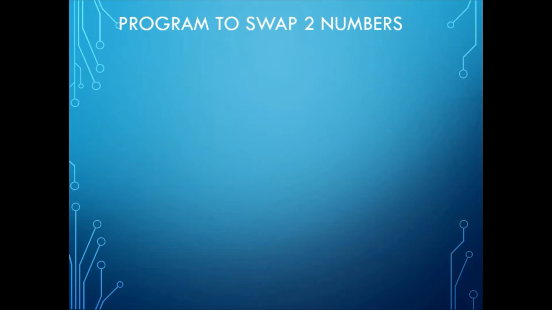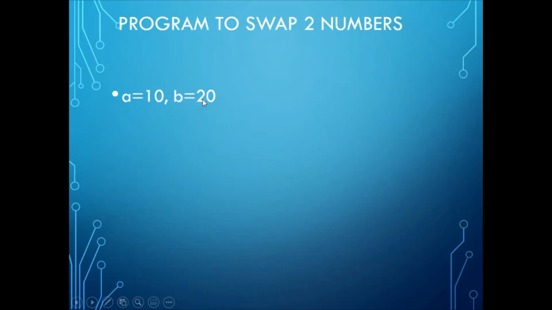But suppose you want to swap the balls but there is no container with you, that is, to swap the numbers without using a third variable. How can the swapping be performed? Let us learn how this can be done. A has the value 10 and B has the value 20.